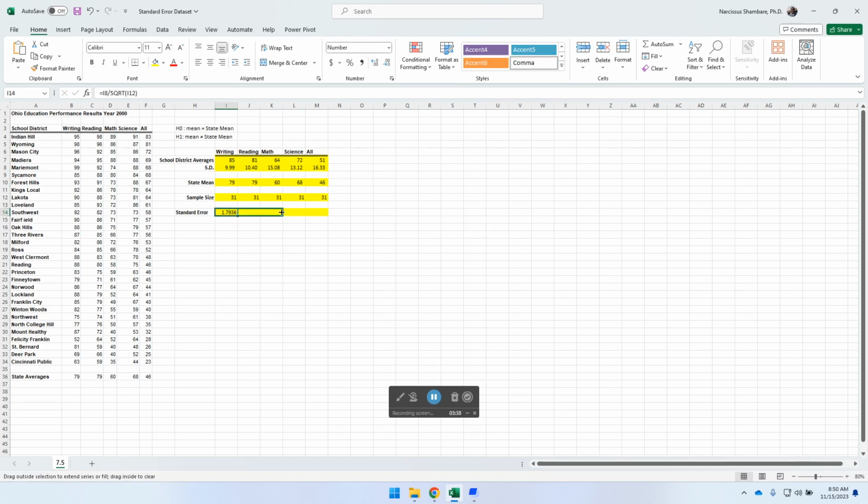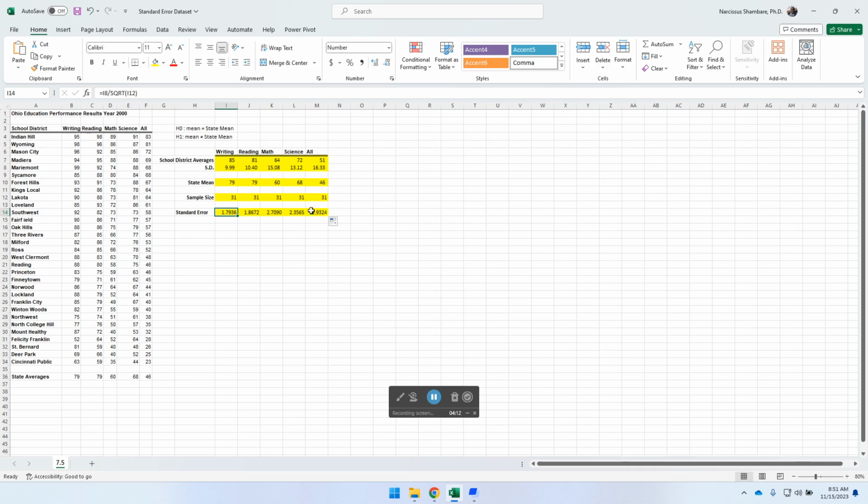Then we can copy that across so that we can see which one seems to be the lowest. In other words, the lowest will be the closest representation of the population. Here we can see writing seems to be the lowest, followed by reading, and then I think the next one will be science, then mathematics, and the last category is all.